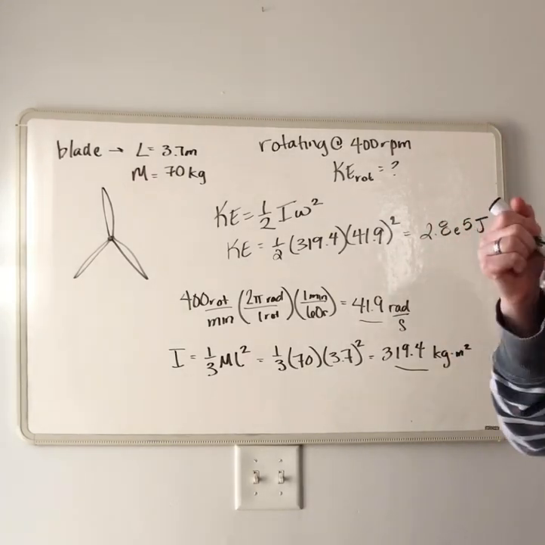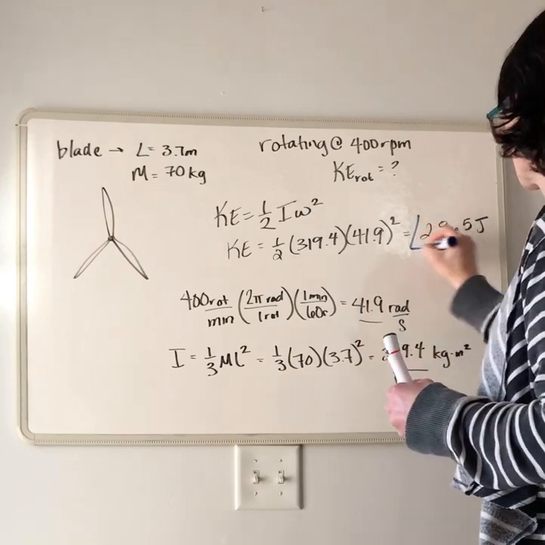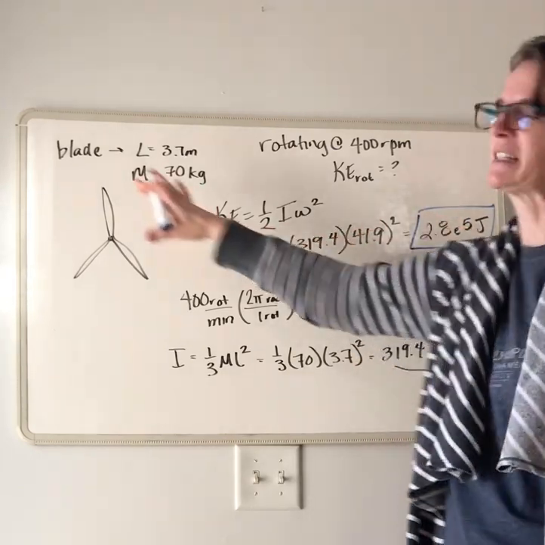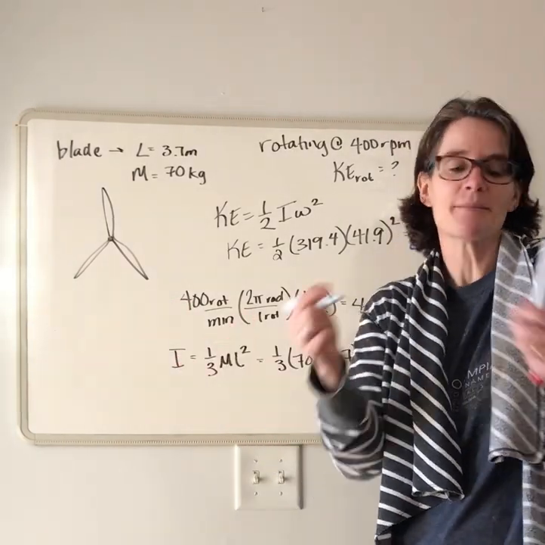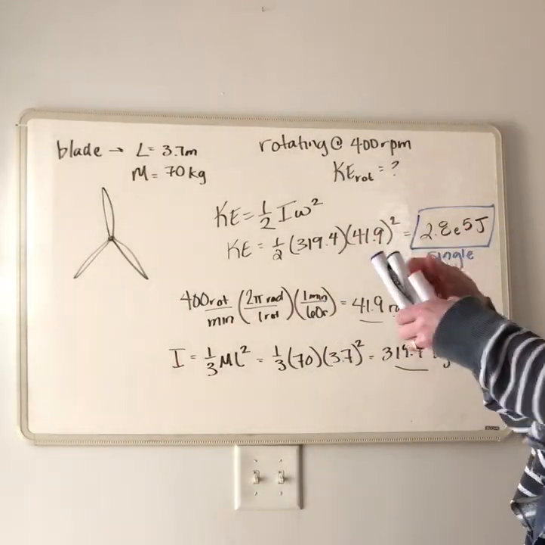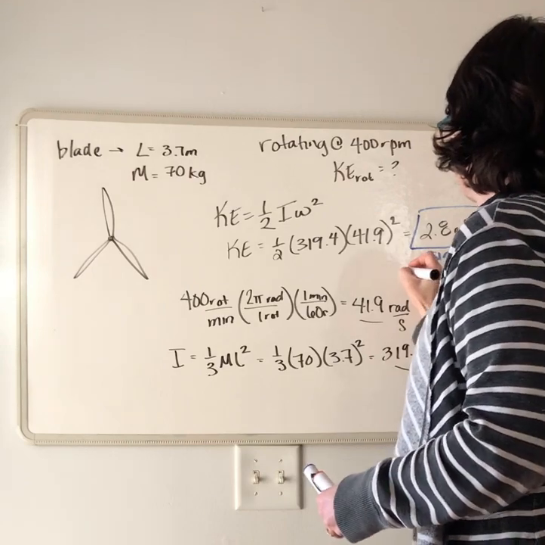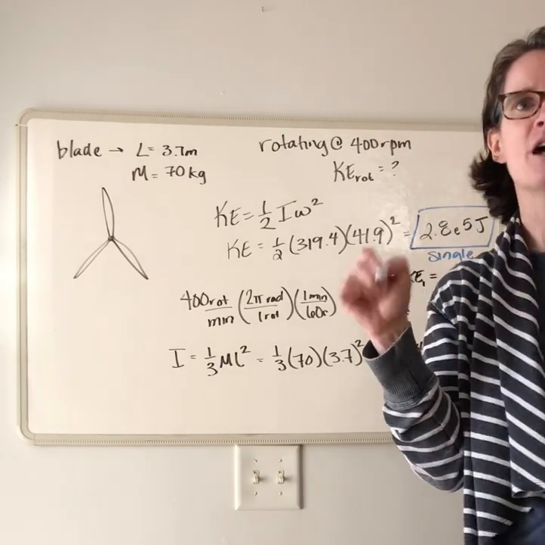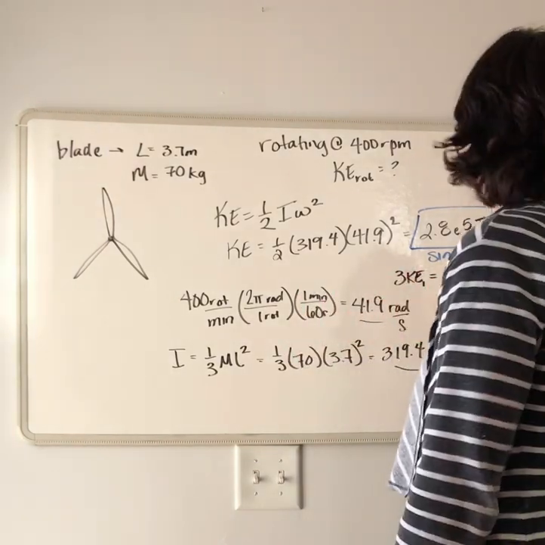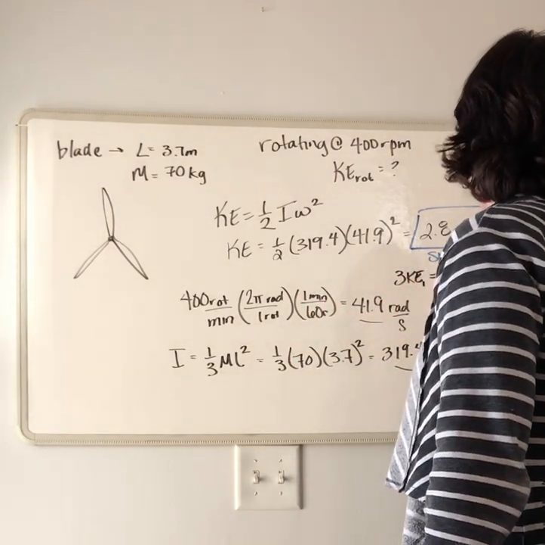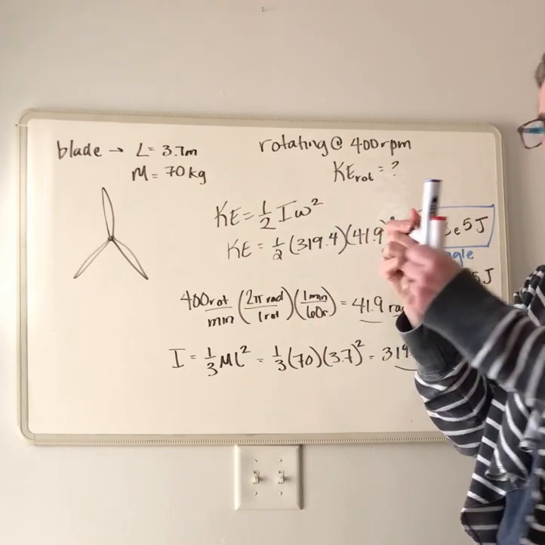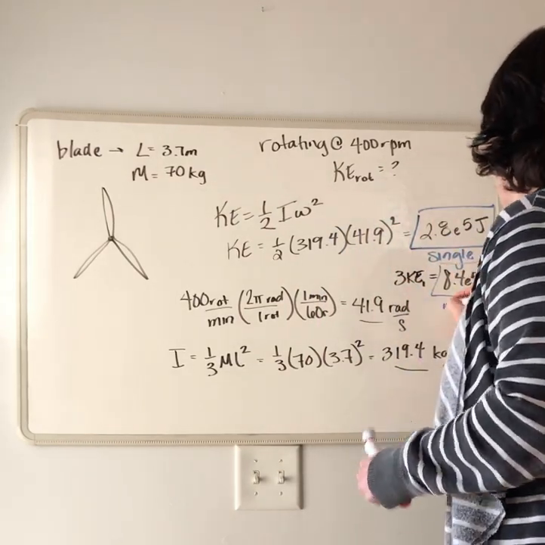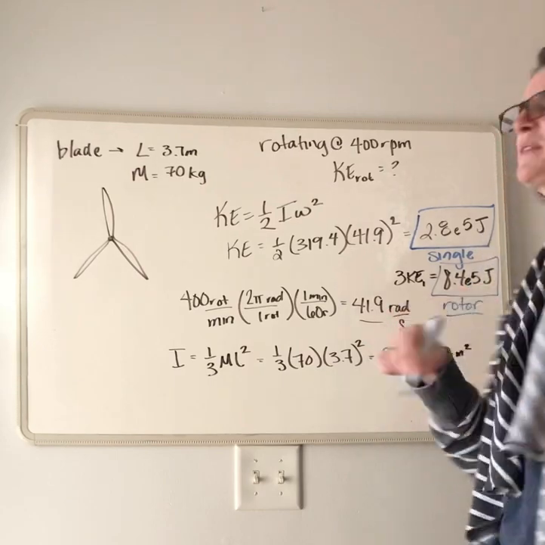Now that is the rotational kinetic energy of a single blade, but this system has 3, and so it has 3 times the kinetic energy. When I multiply that value, 3 times the kinetic energy of one blade, we get a total kinetic energy of 8.4 times 10 to the 5th joules. So that's the rotational kinetic energy of the entire rotor on that helicopter.